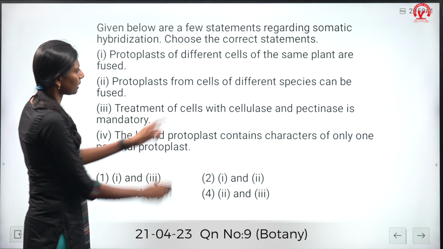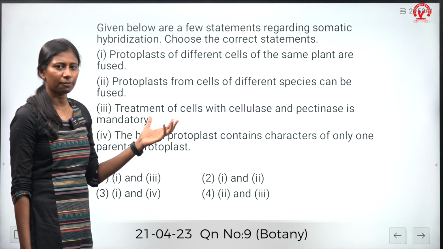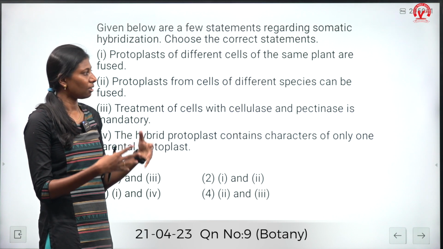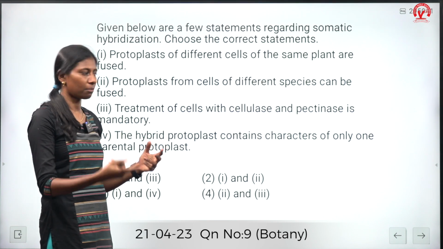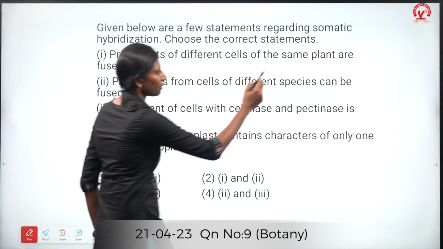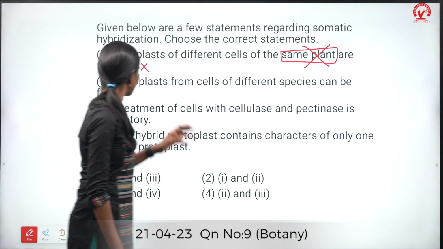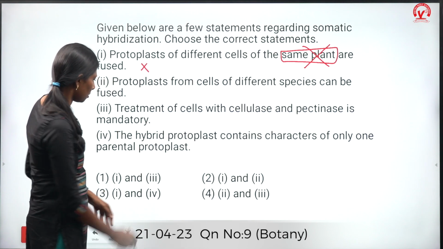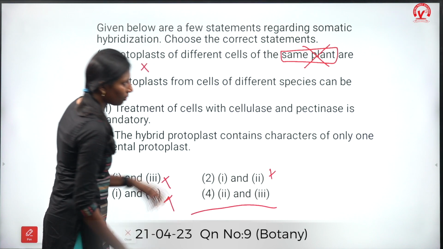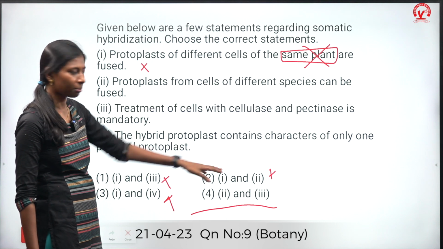Protoplast of different cells of the same plants are fused. What is the use of fusing the same plant? There is no need of fusing the same plant. We have to fuse two different plants. So you can easily eliminate the first statement because of the words same plant. So you can eliminate two options, three options you can eliminate. By knowing a single statement, you can know the answer. But we have to know the other options too.